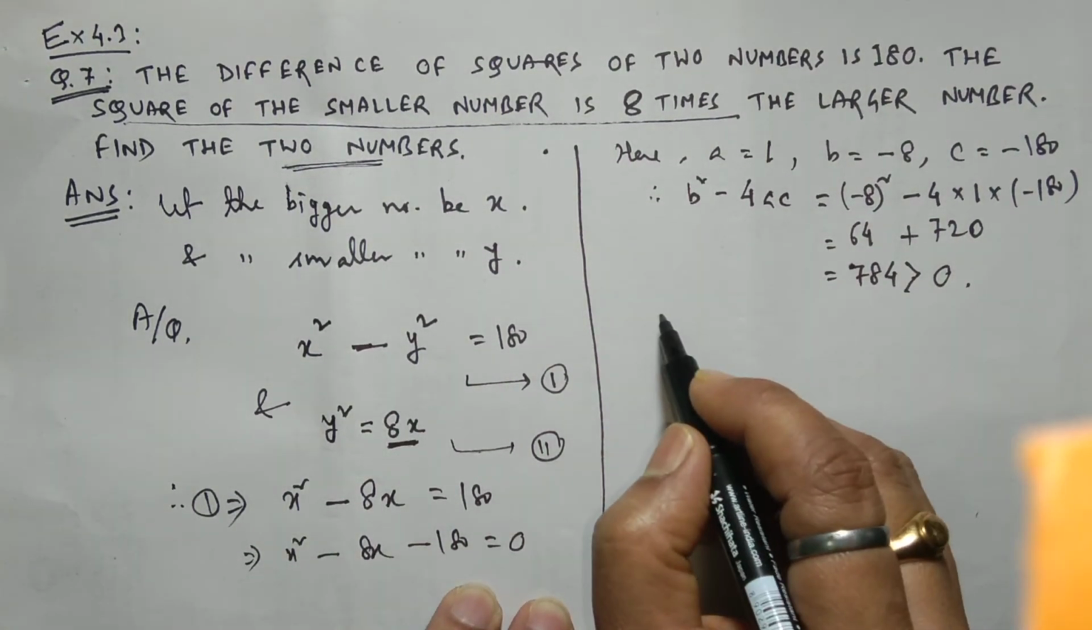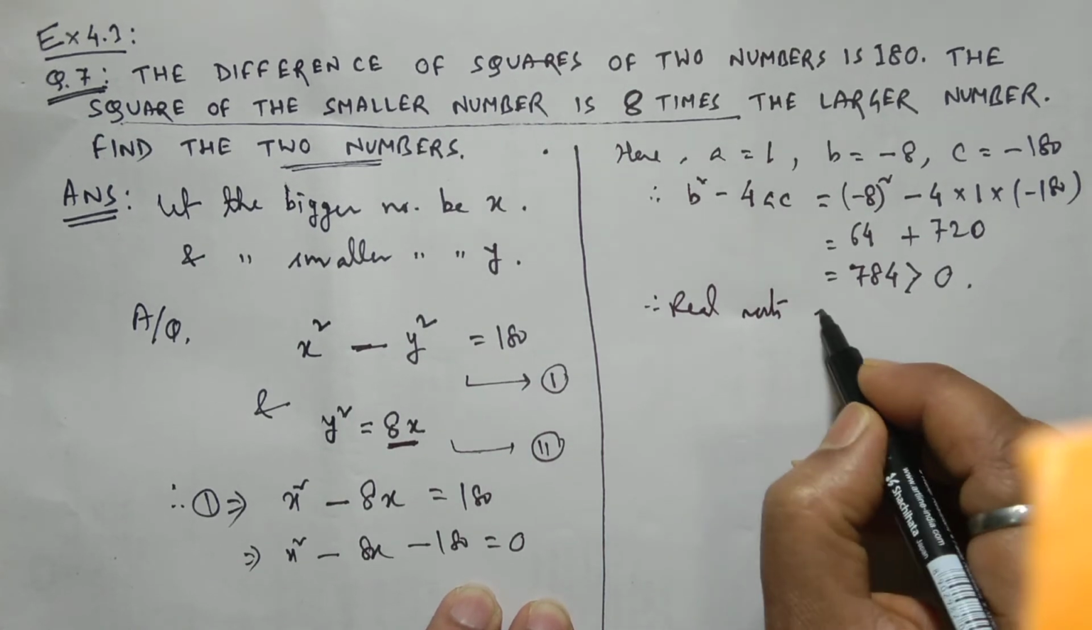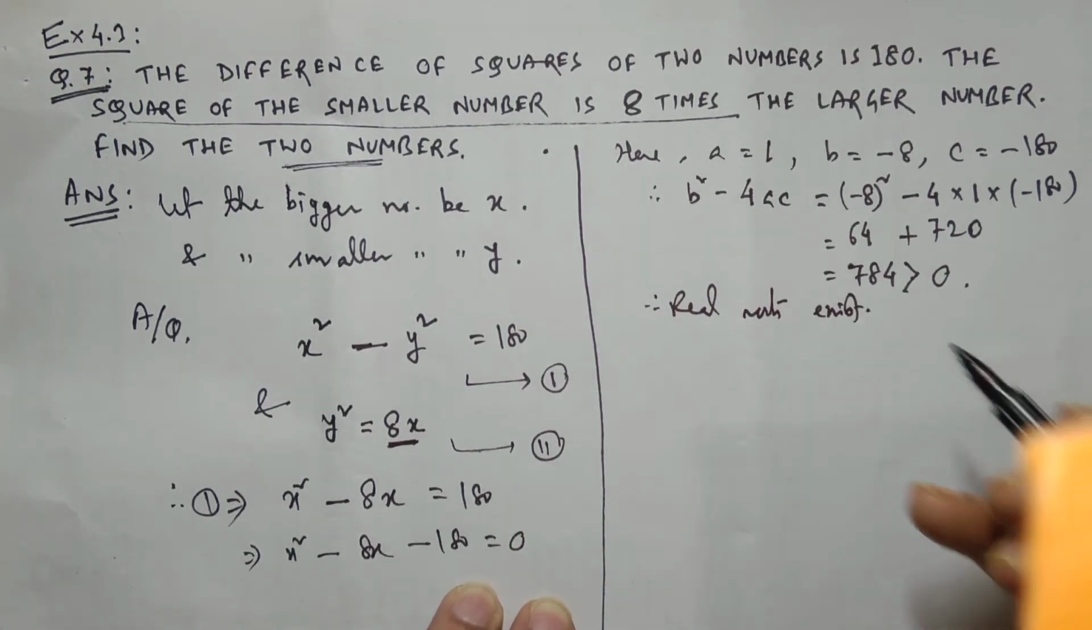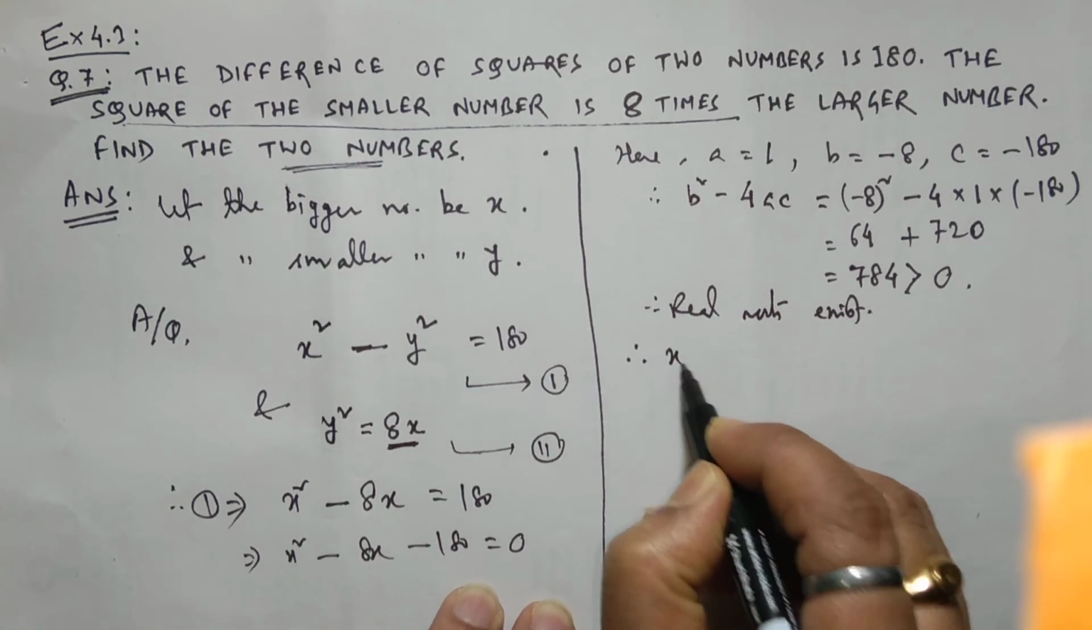Therefore, what do we know? We know therefore real roots exist. Now since real roots exist, let us find those real roots by using the quadratic formula.